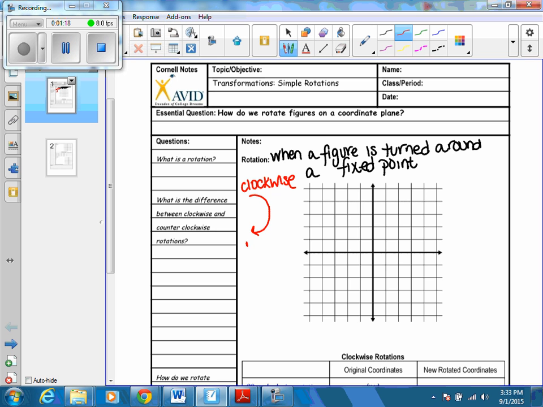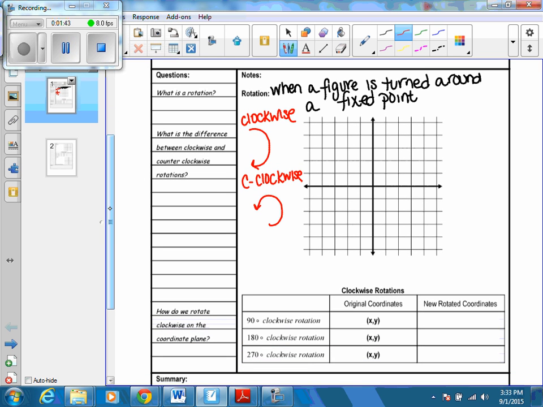Counterclockwise, it's going that way. The other thing that we need to talk about when it comes to rotations is different degrees for rotation. There are three different degrees that we can turn to do a rotation.